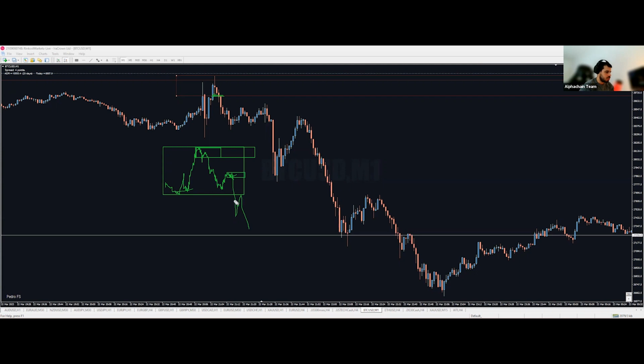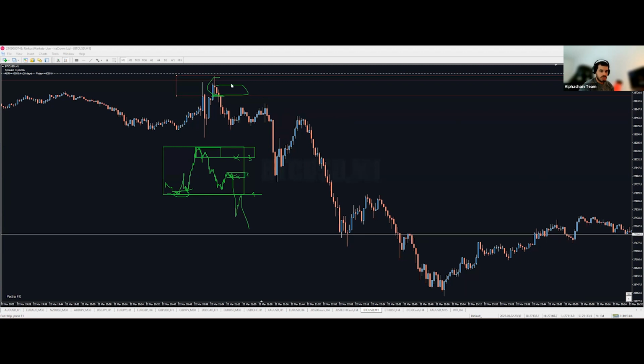So 3 levels to look for: the extreme of the extreme, the supply that managed to break out these lows, and usually the test of this level. So I have 1, 2, 3 zones to look for. In this case, it will be maybe somewhere in here, maybe somewhere in here, and maybe somewhere in here. That you'll be looking for.